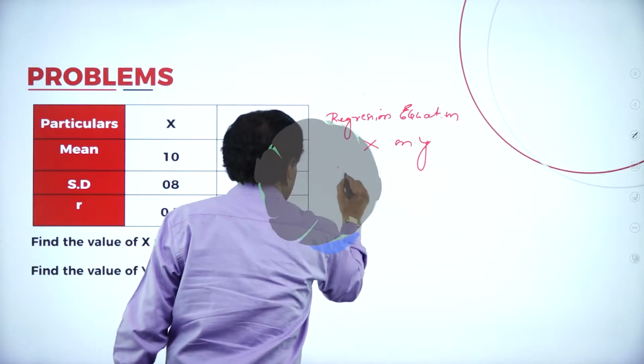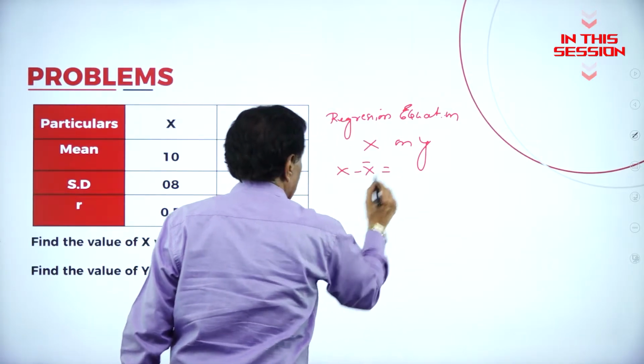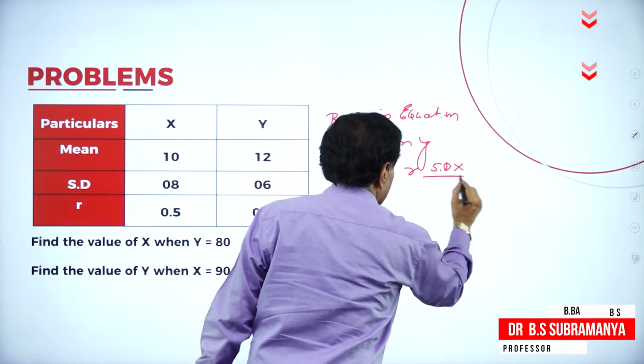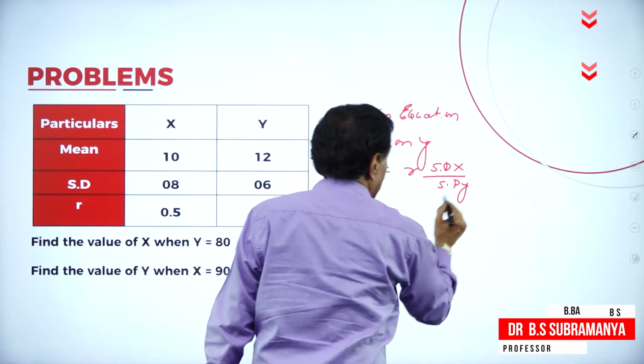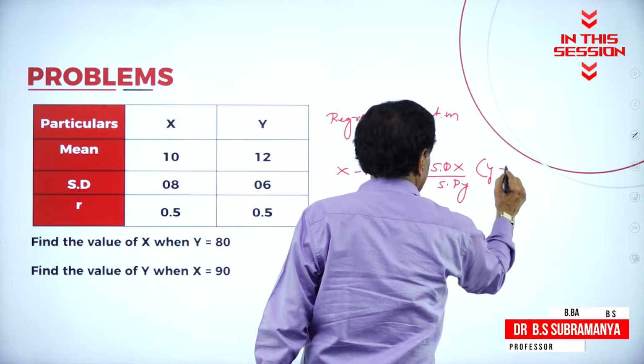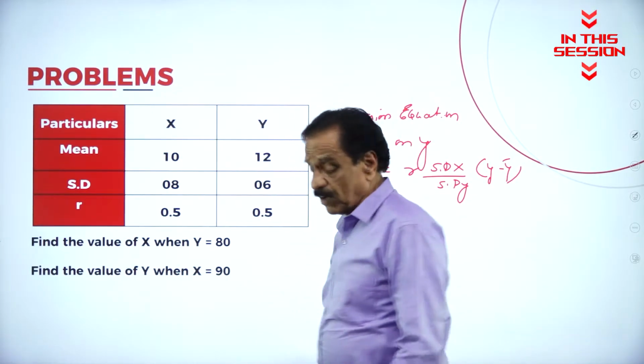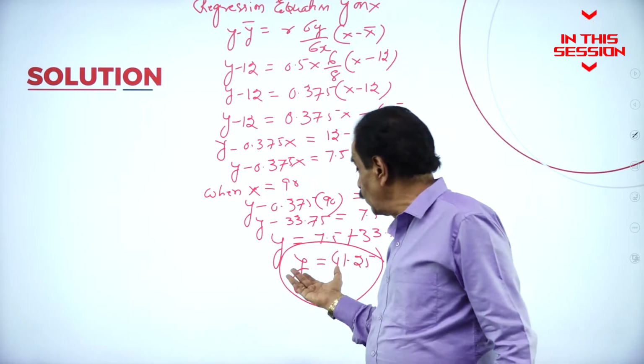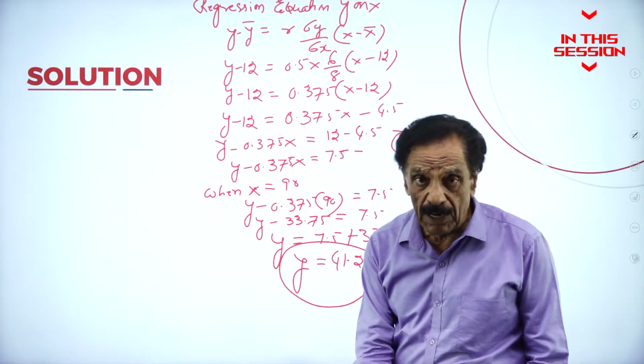What's the formula? X minus x mean equals r into standard deviation x divided by standard deviation y into y minus y mean. This is your formula. If we know the value of x, we can find out the value of y. If we know the value of y, we can find out the value of x.